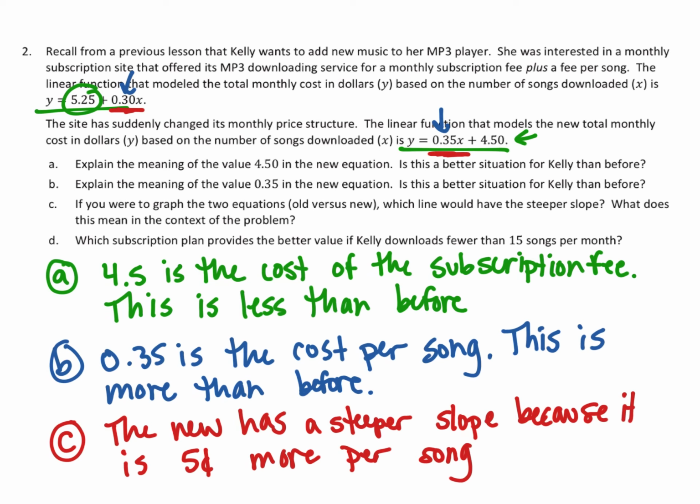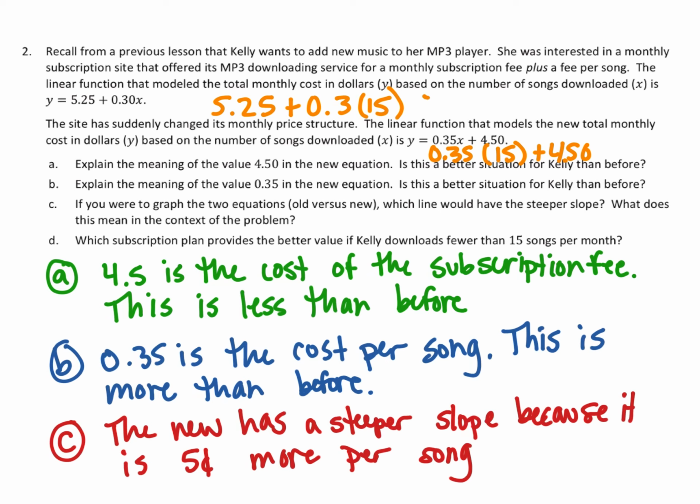D says, which subscription plan provides the better value if they get 15 songs per month. I'm going to do this next to both of those equations. So this one would be 5.25 plus 0.3 times 15. And this one would be 4.5 plus 0.35 times 15. The parentheses mean multiply. So that first one will come out to 9.75.